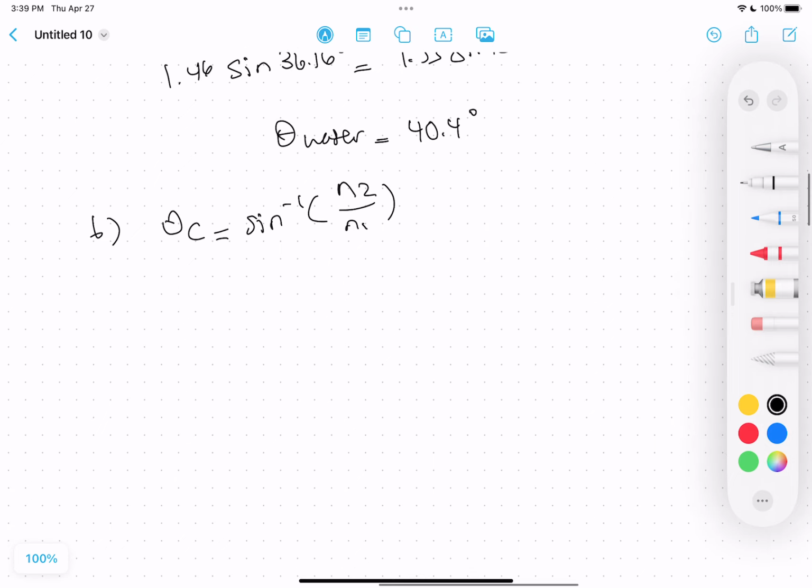So for air we have 1 as our n2, and for oil it's 1.46. So inverse sine of 1 over 1.46 is going to give us our critical angle. So if we do that, we should get 43.2 degrees for your critical angle, right?